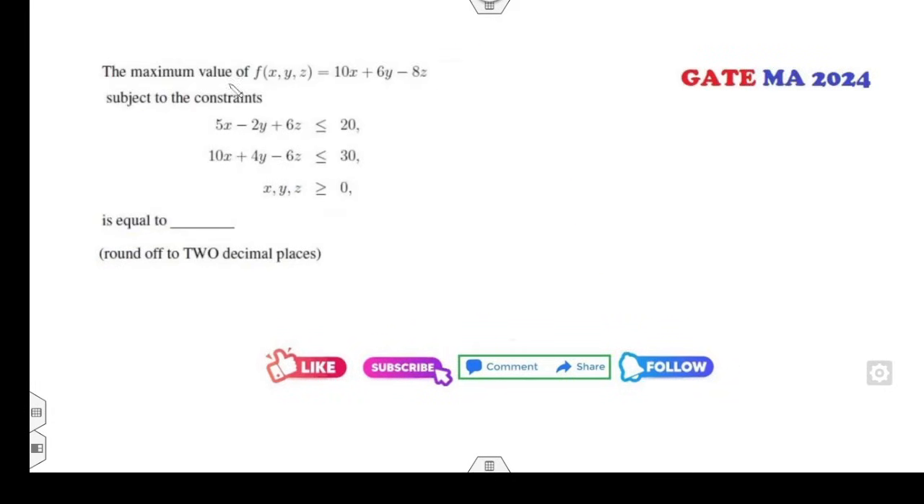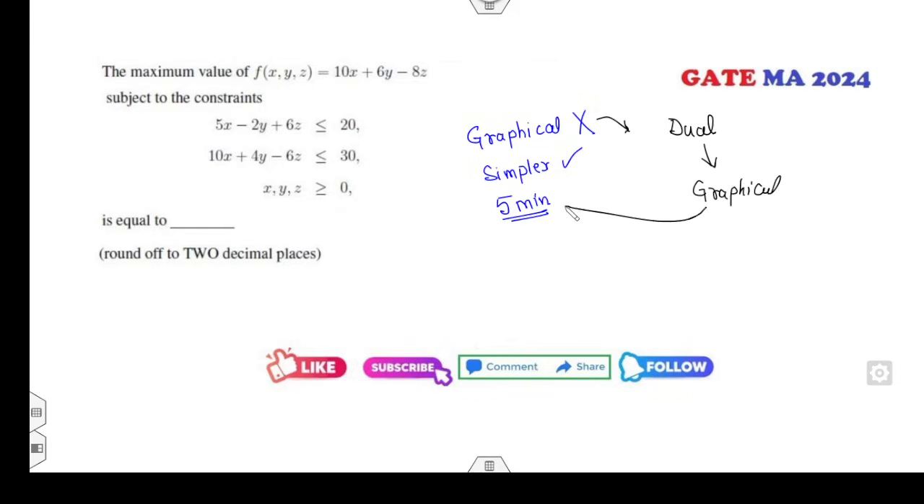Look at the next one, the maximum value subject to the constraints. Now, can you solve this problem by graphical method in the examinations? No. Can you solve this problem by simplex method in the examinations? Yes, but that will take at least 5 minutes. Fine. Or if you write the dual of this problem and then solve by the graphical method, that will again take at least 5 minutes in the examinations.